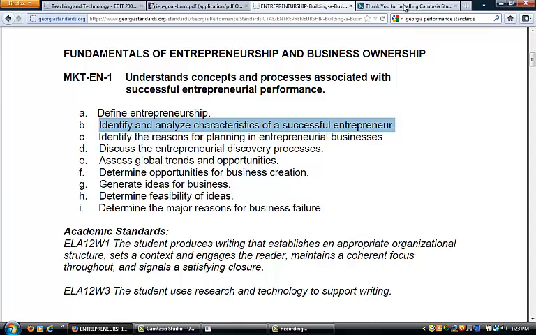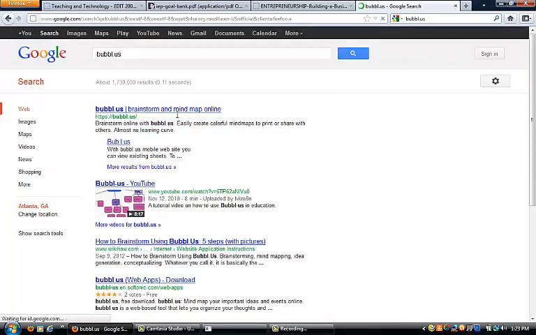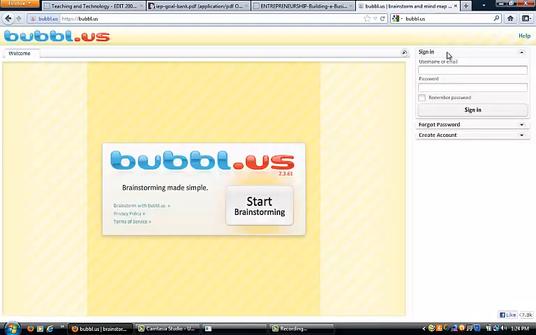and I'm going to type in bubbl.us in my search bar, and that's going to take us to our concept mapping site, which is Bubble US. I have already set up an account. I suggest that you set up an account in case you decide that you want to change your standard and have to start all over again.